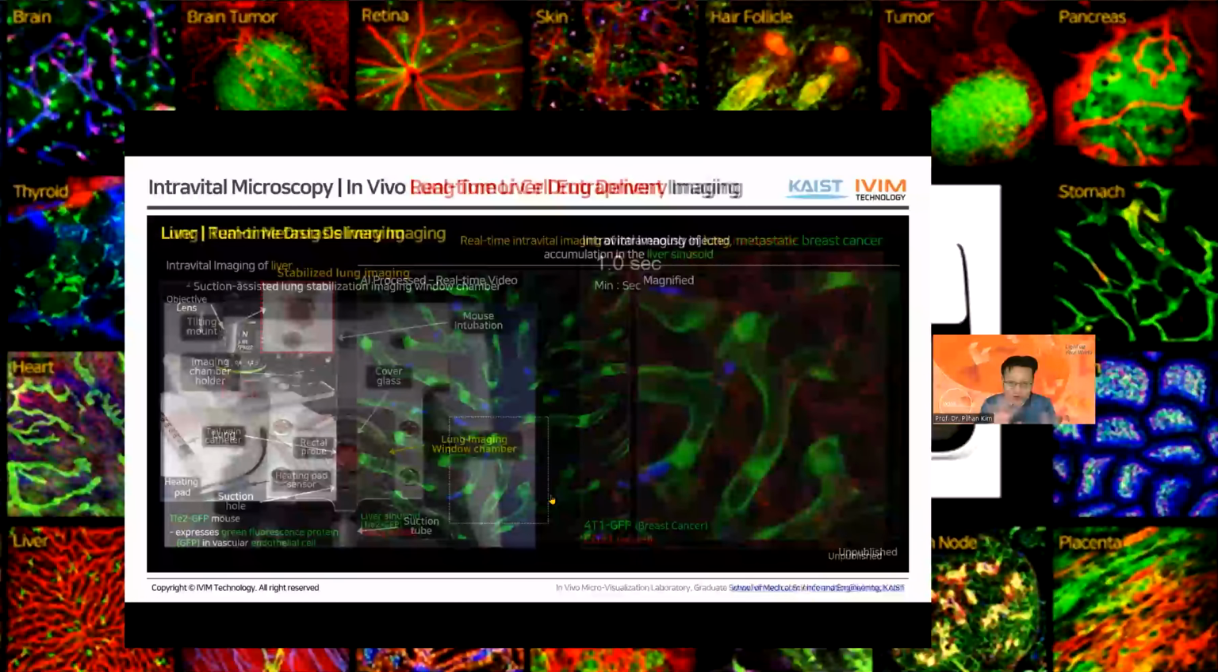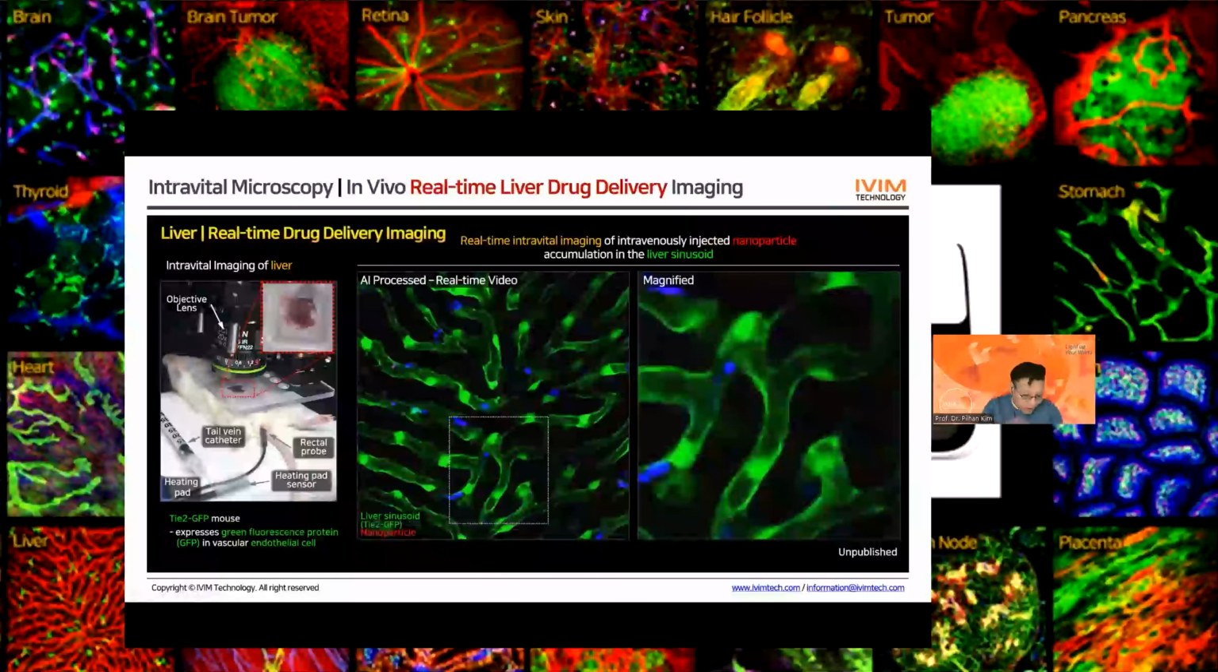Okay, let me show you several more examples of what you can do by using a real-time intravital microscope. In this example, we are imaging the liver. We use a Tie2-GFP mouse, which expresses GFP in vascular endothelial cells, so we don't need to label the endothelial cells. In green color, we can directly see the liver sinusoidal endothelial cells. And this is how we prepare our mouse model.